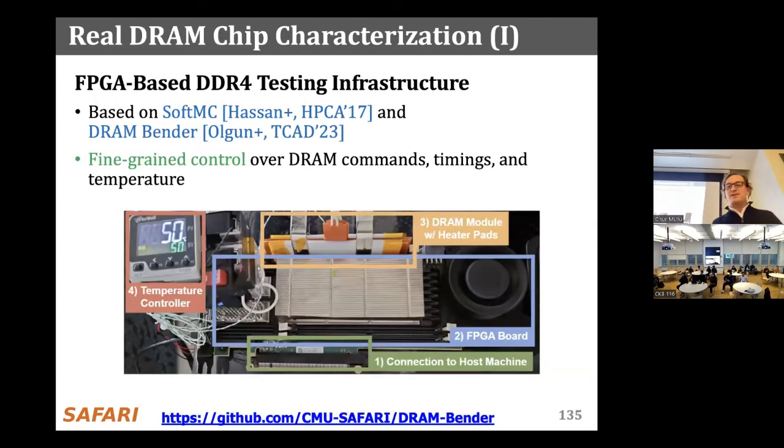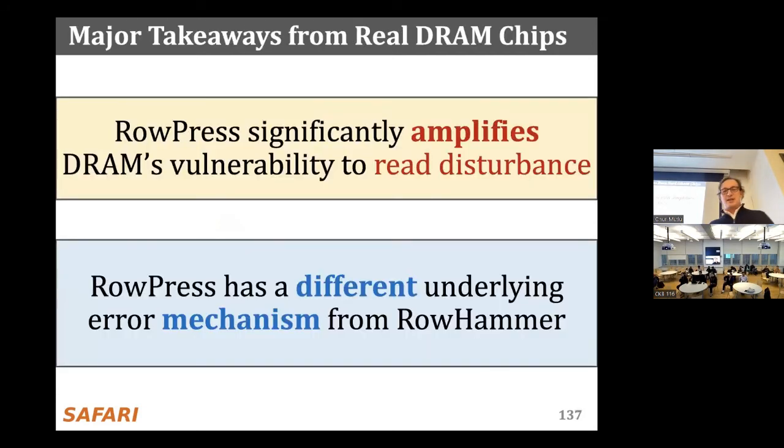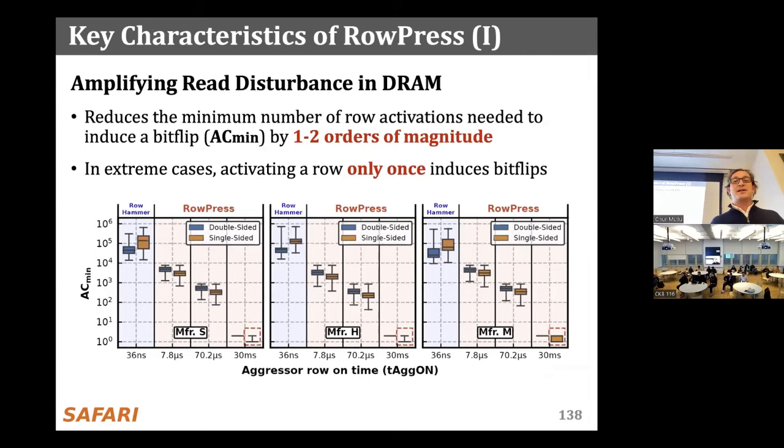Okay, so we used our infrastructure to do this. We actually did a lot of studies on these chips. And I think I already mentioned this, but let me give you some data. Essentially, you amplify read disturbance in DRAM. If you keep the row open for a longer time, you reduce the minimum number of row activations to cause a bit flip by 1 to 2 orders of magnitude. So this is RowHammer from one manufacturer, I think Samsung. You need this many hammers to cause bit flips, and this keeps reducing. At 70.2 microseconds, you're 2 orders of magnitude lower. And at 30 milliseconds, which is not allowed by the standard, you have 1 activation to induce a bit flip.